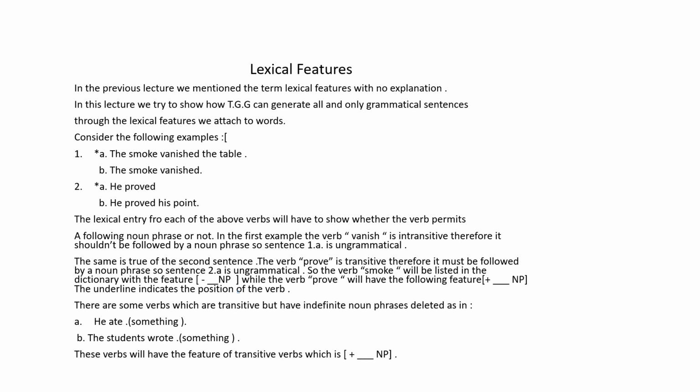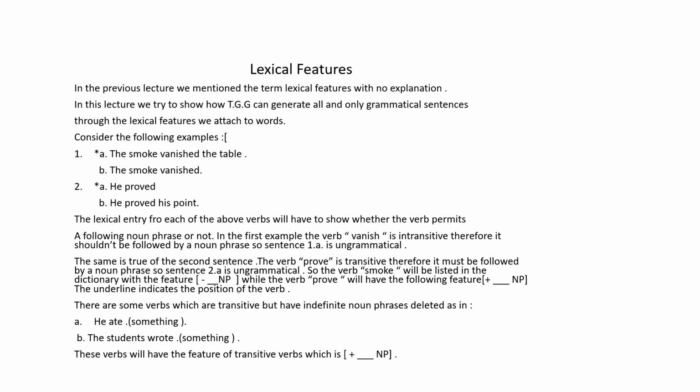Consider the following examples to explain what we mean by lexical feature. A: The smoke vanished the table. B: The smoke vanished. He proved his point. If you look at the asterisk here, it means that the sentence is not grammatical, while the second one, the smoke vanished, is grammatical. The reason is simply the verb vanish. The verb vanish is not a transitive verb. Therefore, it is ungrammatical to have an object after the verb, the table. While here, because it is intransitive, the smoke vanished, there is no object.